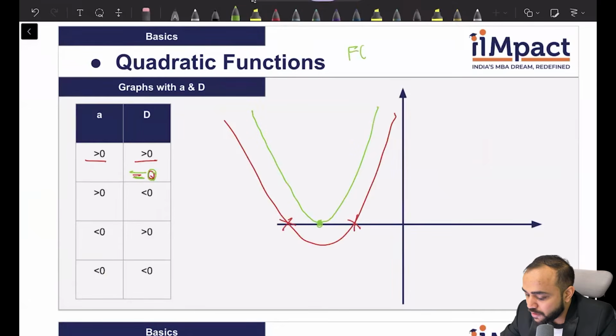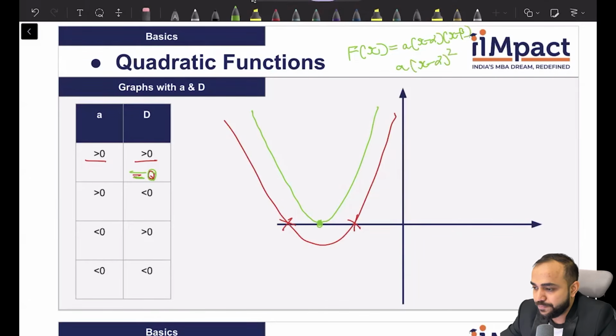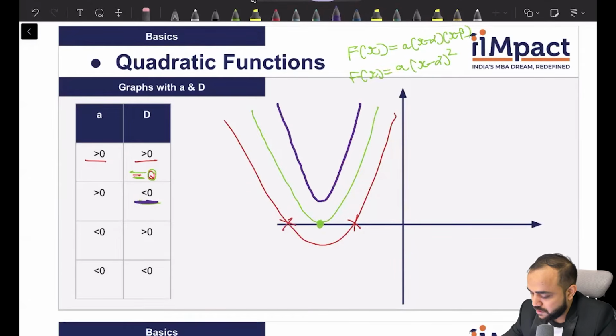So in a factor format, will your quadratic look something like this? It was supposed to look like a times x minus alpha into x minus beta. Will it look like a times x minus alpha whole square? Because beta is equal to alpha, the roots are equal, so your quadratic will look something like this. This exact thing was asked in CAT. I will show you. All right, if your discriminant is less than 0, what will happen? You will have no roots.